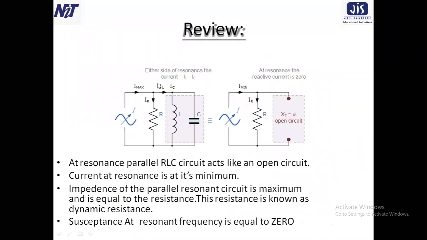At last, I can say that on either side of resonance there is a current of IL minus IC, and at resonance the reactive current is zero. Finally, I can conclude that at resonance the parallel RLC circuit acts like an open circuit. Current at resonance is at its minimum. The impedance of a parallel resonant circuit is maximum and is equal to the resistance. This resistance is known as dynamic resistance. Susceptance at resonant frequency is equal to zero. So these are the conclusions of this lecture.